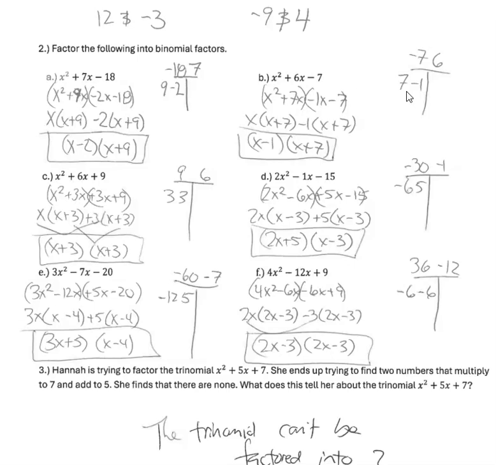On C, your winning pair is a 3 and a 3, so you write the first term and the last term, but the middle term becomes a 3x and a 3x, group them, and then you factor out of the first, factor out of the second, and you end up getting x plus 3 and another x plus 3. So you could even write that as x plus 3 squared if you wanted.